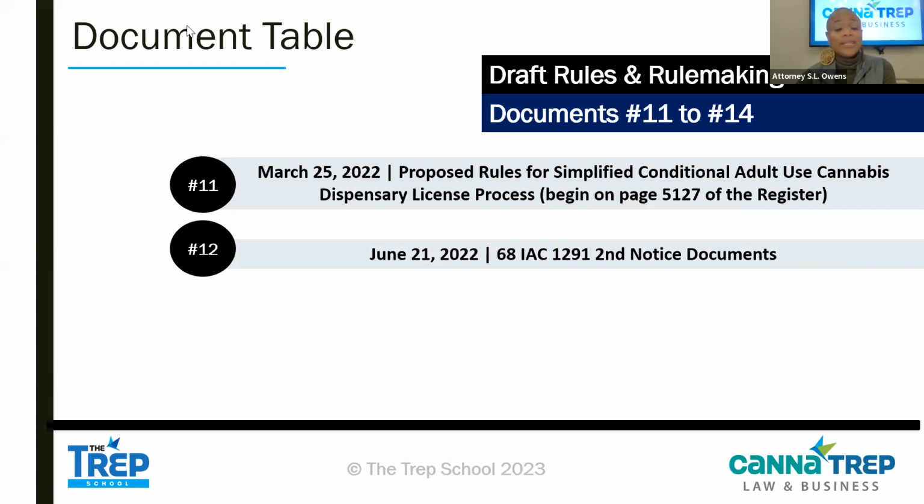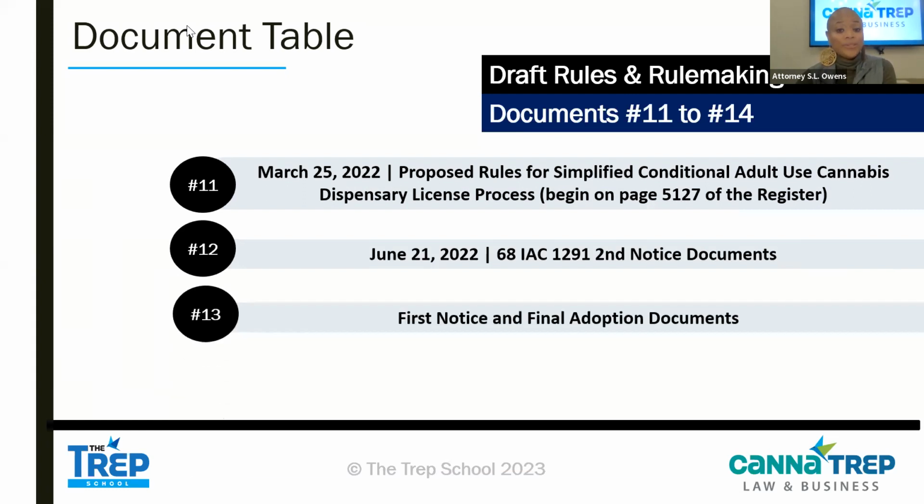Then you have the second notice, which is another draft of proposed rules. Then you have the first notice and the final adoption document saying, this is what we did throughout the rulemaking process from beginning to end. This is on their website, but it is not what you need in order to understand what the current rule is. For that, you need to look at the final rules in law.